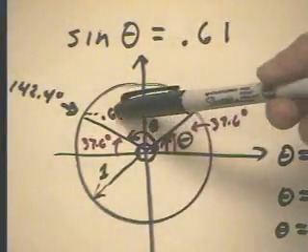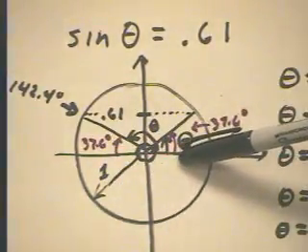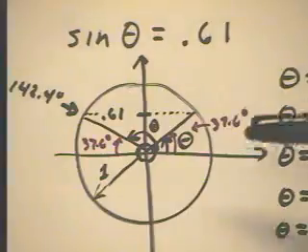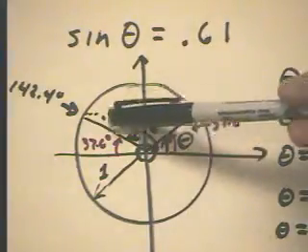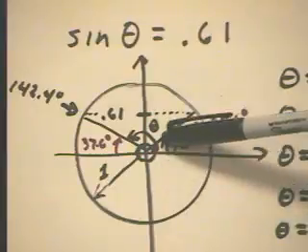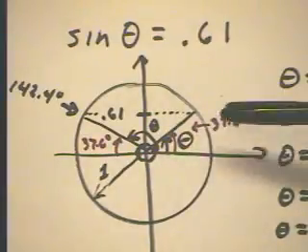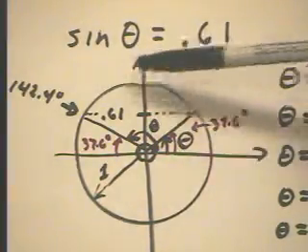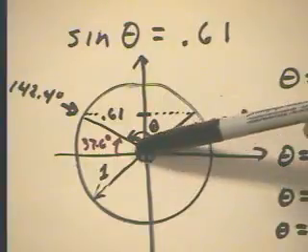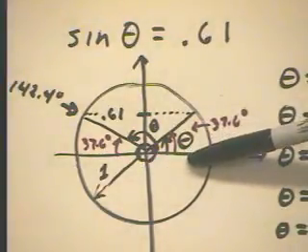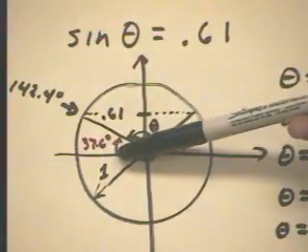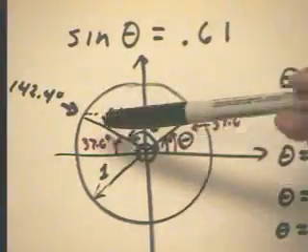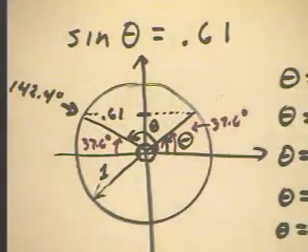We can move all the way around the circle, all the way through 360 degrees, and then another 37.6. That's a total of 397.6 degrees. If we move 397.6 degrees from the positive x-axis, we go all the way around and get to this point again. And so we have another angle whose sine is 0.61. If we go all the way around 360, and then another 180, which is 540, and then back 37.6 degrees, we end up at another angle whose sine is 0.61, and there's no end to this process.